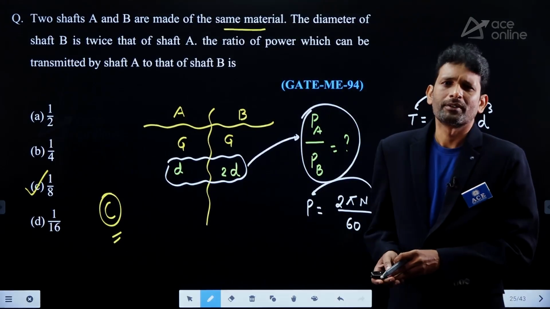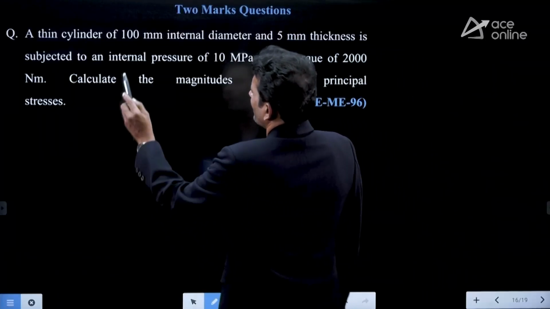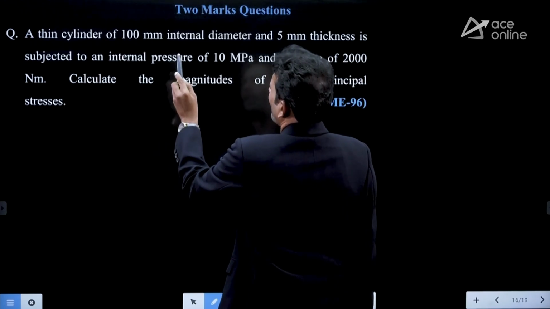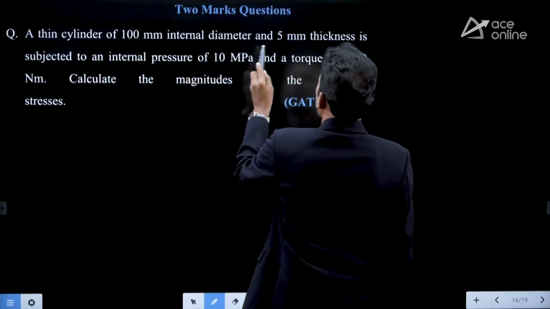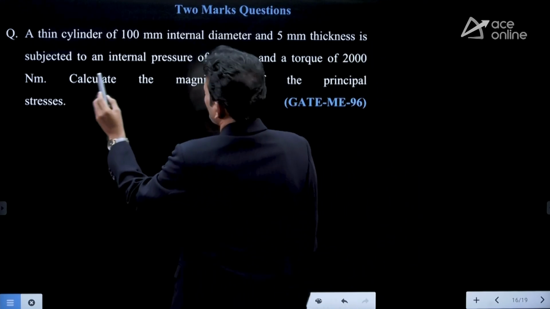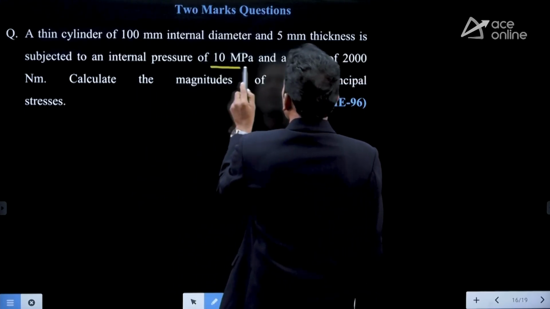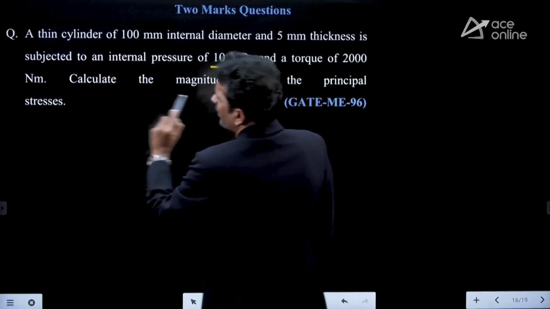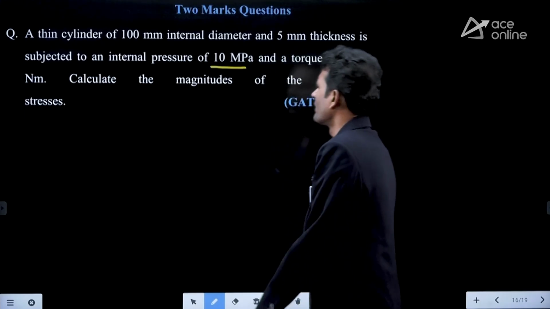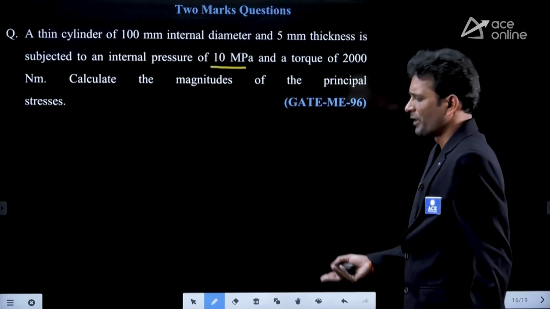Hope you understand this question. A thin cylinder of 100 millimeter internal diameter and 5 millimeter thickness is subjected to an internal pressure of 10 megapascal and a torque of 2000 Newton meter. Calculate the magnitudes of principal stresses.